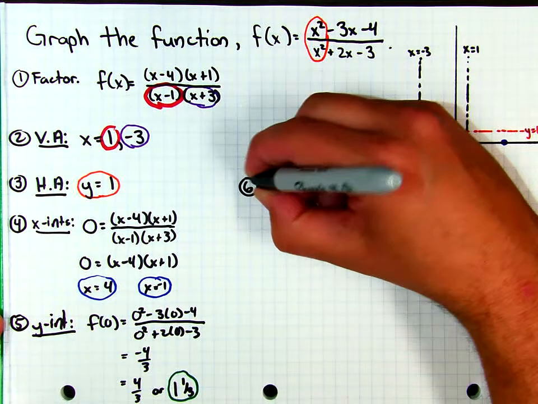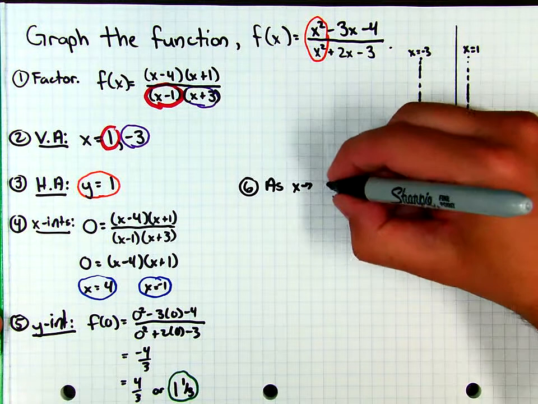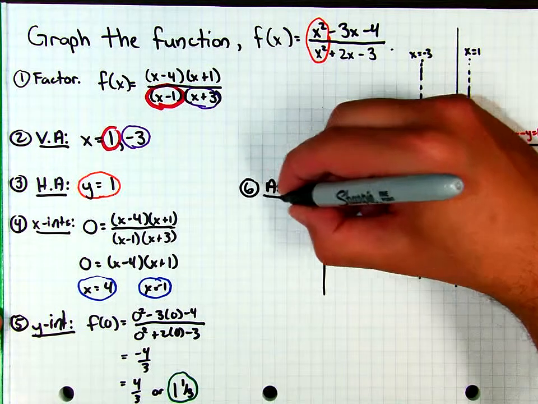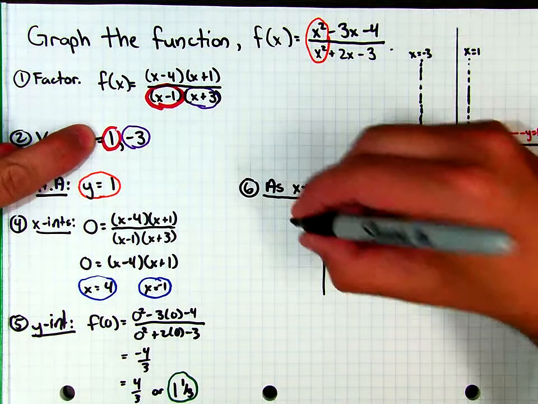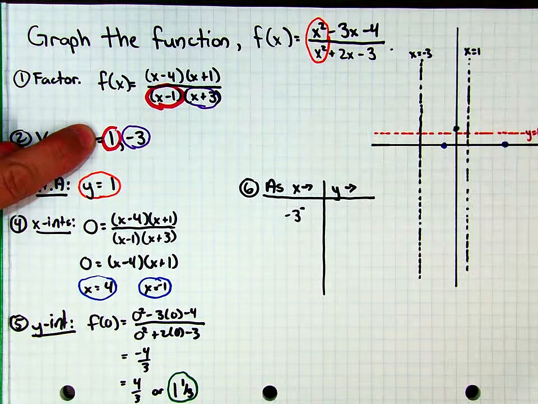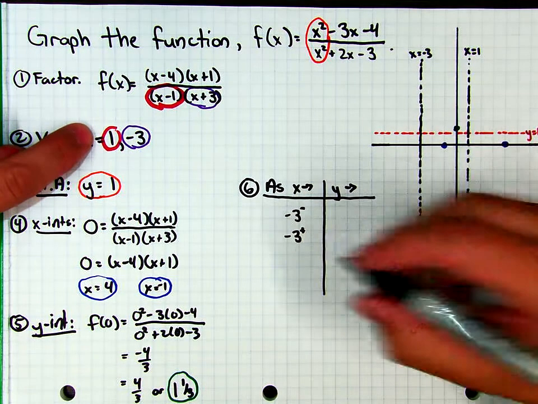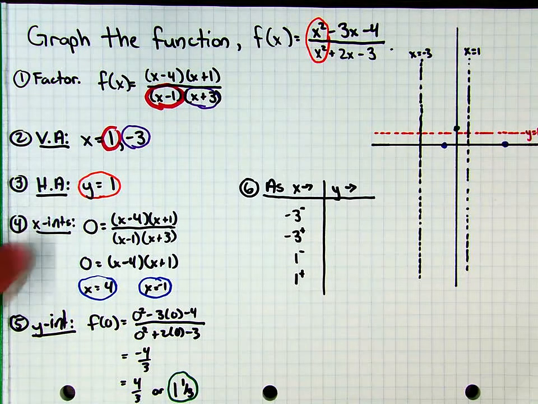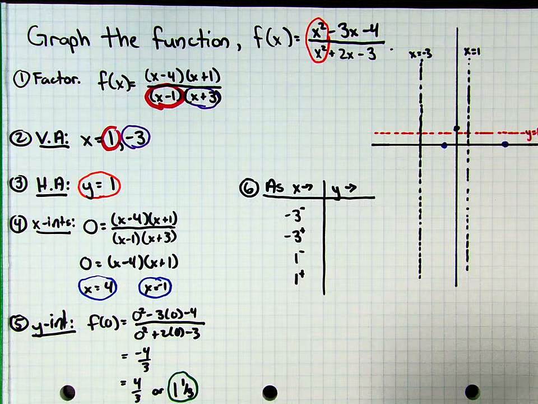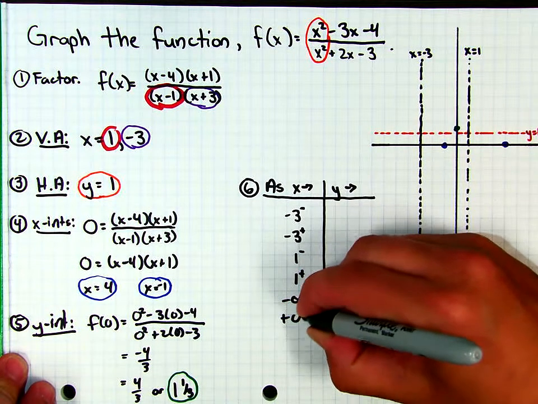Step 6. As x approaches, y approaches. So as x approaches, I need to check both sides of my asymptotes. So I need to check negative 3, a little bit less than negative 3. Negative 3, a little bit more than negative 3. A little bit less than 1. A little bit more than 1. And I also need to check what's happening for the horizontal asymptote. Is it going to be more than 1 or less than 1? So I'm going to check negative infinity and positive infinity.